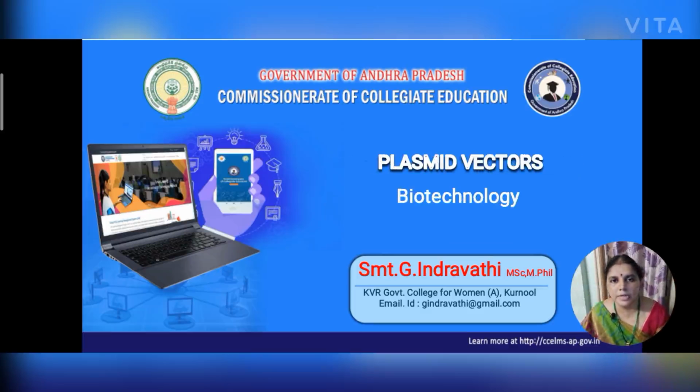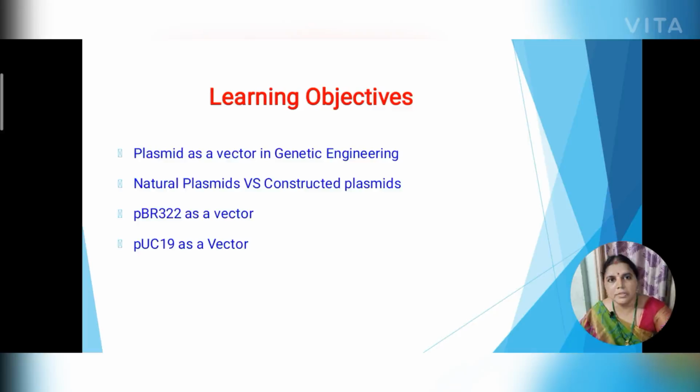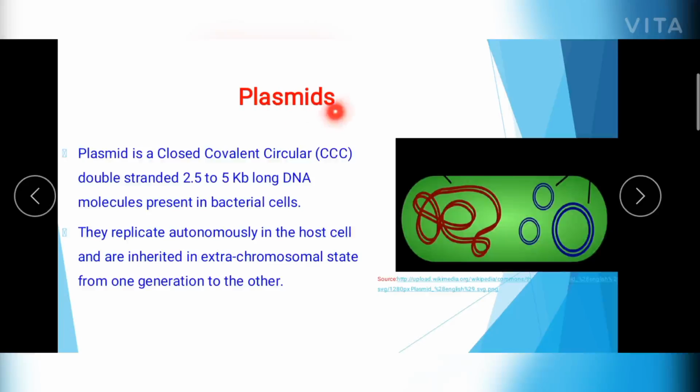Dear learners, today we will be talking about plasmid vectors. In this session, you will be learning how plasmid is used as a vector in genetic engineering experiments. We will also be talking about natural plasmids and how they differ from the constructed plasmid, and how the artificial plasmids like PBR322 and PUC series of vectors are used as efficient vectors in gene cloning experiments. Let's study about plasmids in detail.